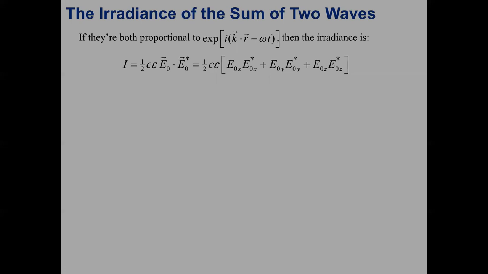Essentially, the analogy here to quantum mechanics is that the electric field is like our wave function if we write it in complex notation, and the intensity is like our probability density.